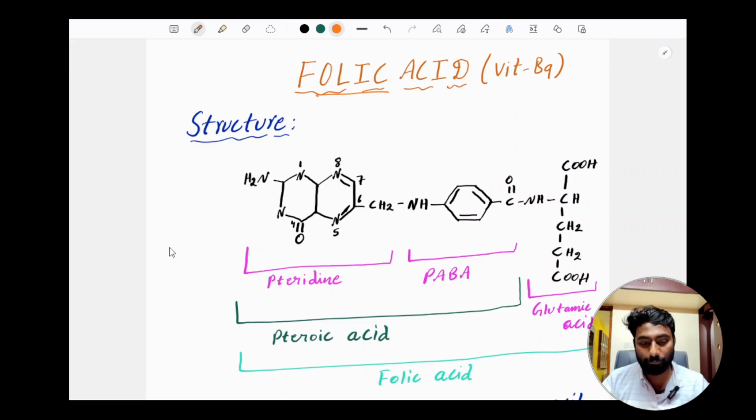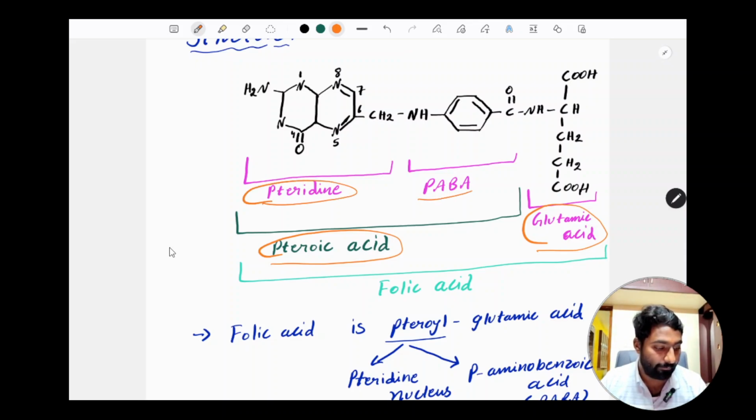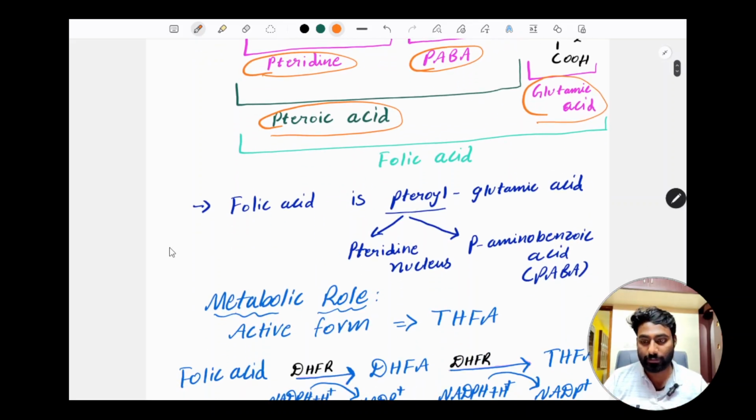Students, now we are going to discuss your folic acid, which is also vitamin B9. If you see the structure of folic acid, it consists of a pteroic acid group and glutamic acid. Again, in pteroic acid, you have pteridine and para-amino benzoic acid. Regarding the metabolic role of folic acid, the active form is tetrahydrofolic acid.